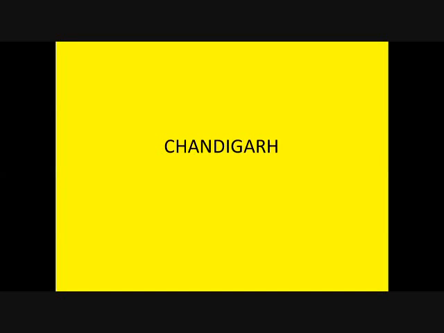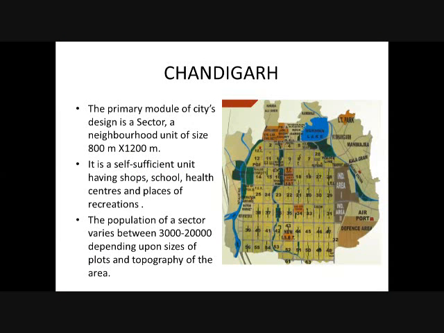For Chandigarh, we see a different pattern. The primary module of the city. Doctor, where is Chandigarh? Chandigarh in India. Okay. And it's a very famous place where Le Corbusier designed the parliament. It's a newly designed city, and it was based on a module of 800 meters by 1200 meters of self-sufficient unit, shops, schools, health centers, places of recreation, and so forth.